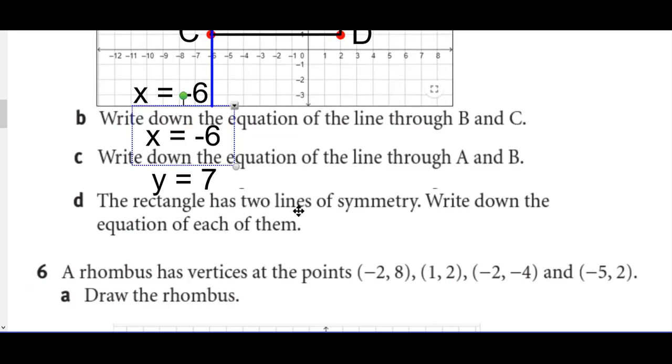Right, so part D: the rectangle has 2 lines of symmetry. Write down the equation of each of them.